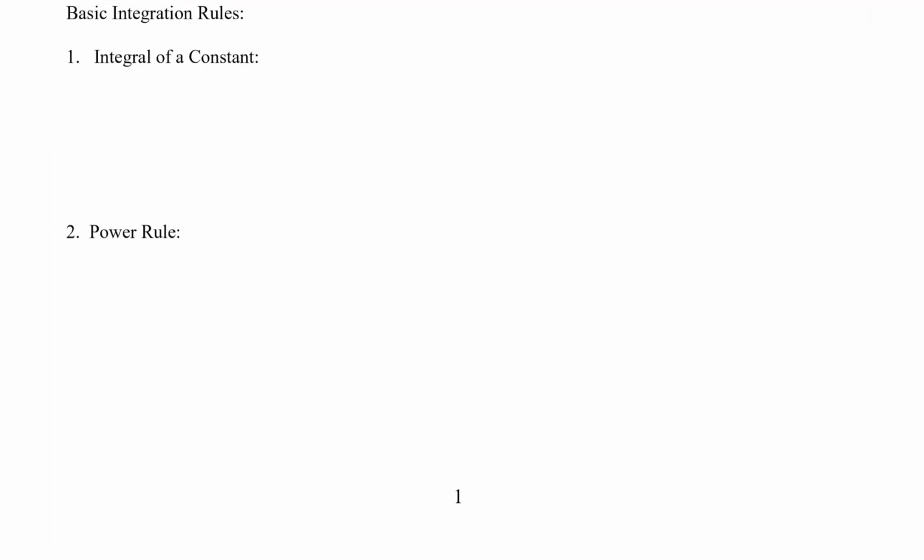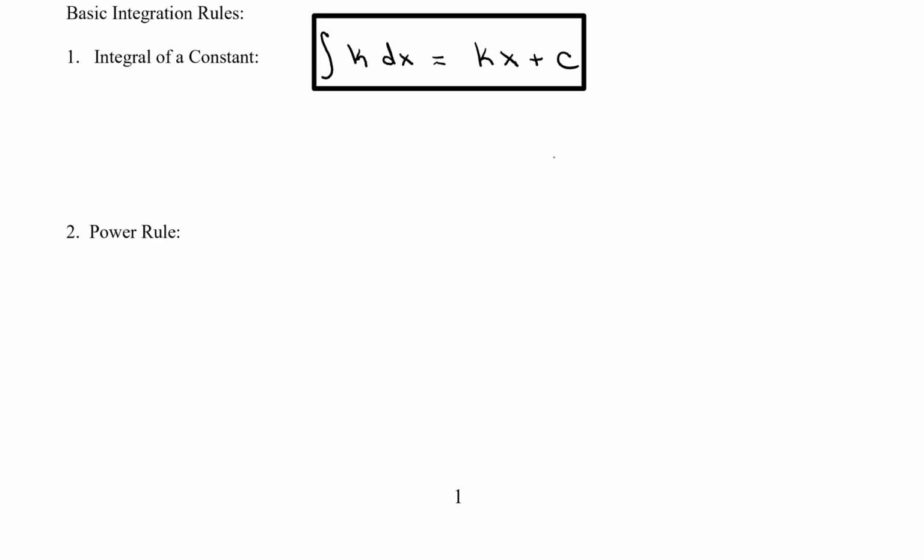Basic integration rules. Number 1, integral of a constant. So the integral of k, where k represents a constant, dx equals kx plus c. I'm going to put a box around this integration rule. Let's go ahead and do an example for this. Let's call this example 1.